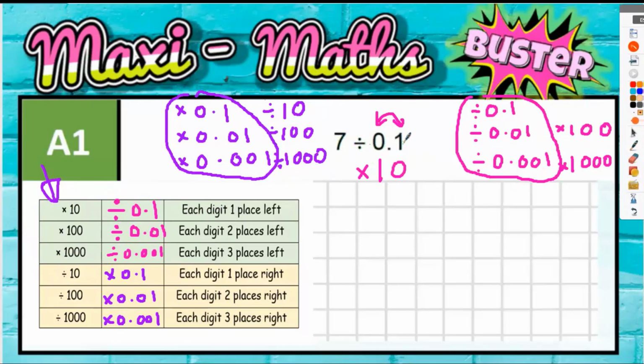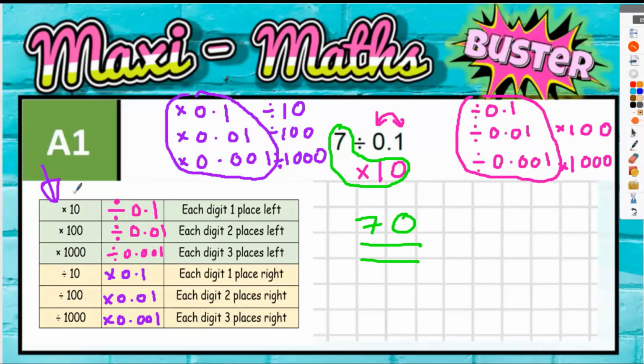7 divided by 0.1, you might think is difficult, but 7 times by 10, we're trying to make it easier. Okay, 7 times 10 is 70. So the final answer to this question is 70. If you think about it, it does make sense because it's like saying how many 0.1s are in 7. Well, there would be 10 0.1s in one whole one, 20 0.1s in 2 whole ones, 30 0.1s in 3 whole ones, so 70 0.1s in 7 whole ones.